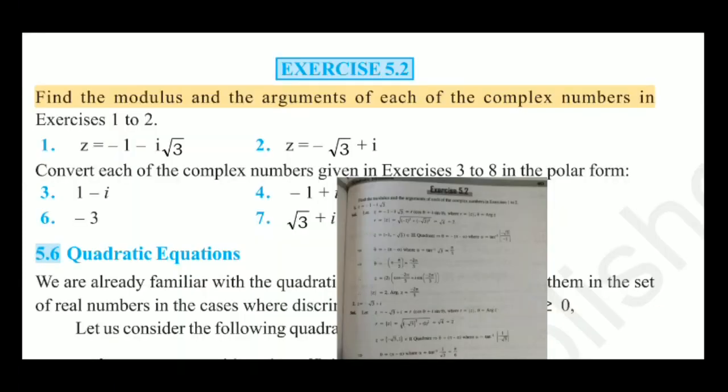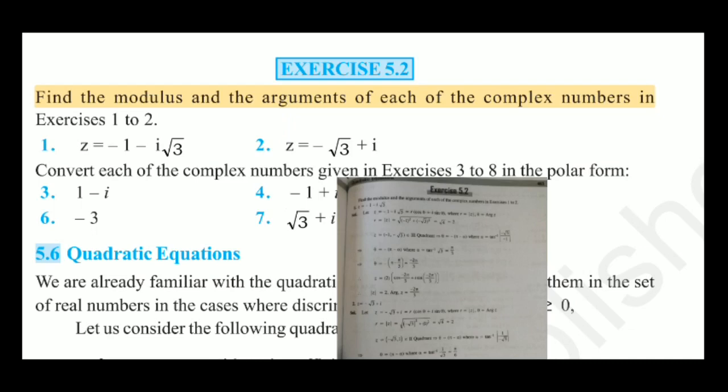Now students, I am going to start exercise 5.2. In this question, we will find the modulus and the arguments of each of the complex numbers. So what is your first question? z is equal to minus 1 minus iota under root 3.